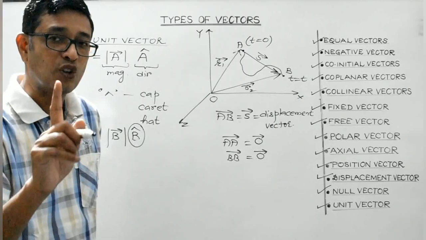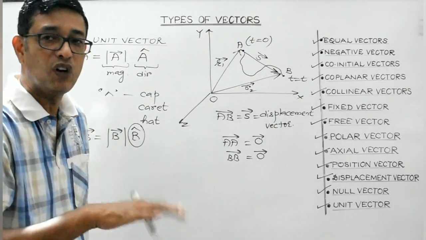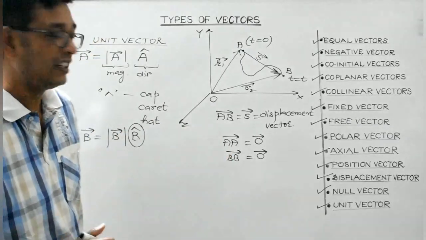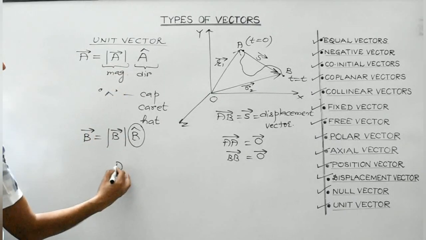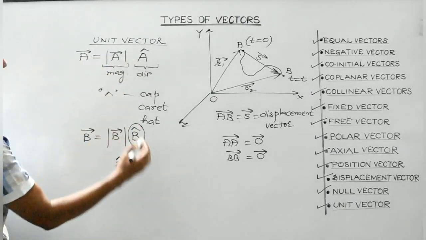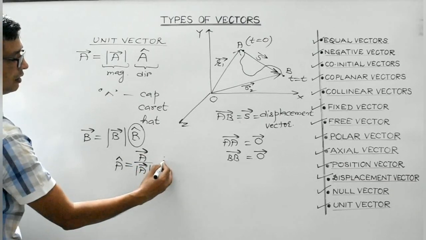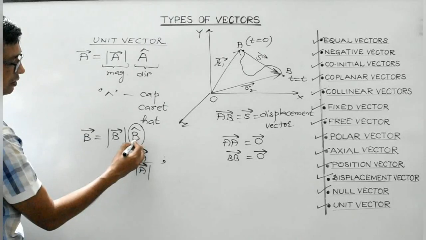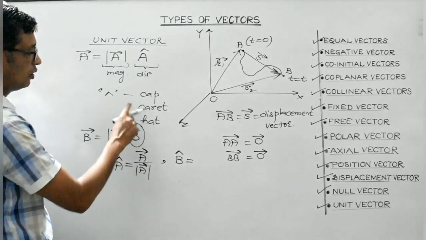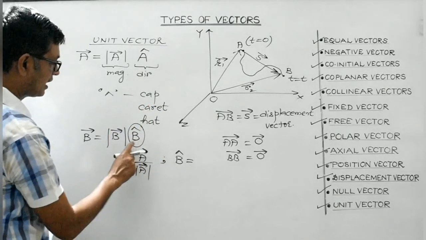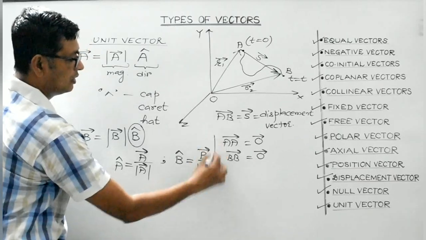So its magnitude is always equal to unity. Unity means 1. That is the reason why it is known as a unit vector. Another definition. Now look, over here, what we can write is a cap. It can be written as a vector divided by magnitude of a. Similarly, b cap, which is unit vector b, or b caret or b hat, can be written as b vector divided by its magnitude, isn't it?